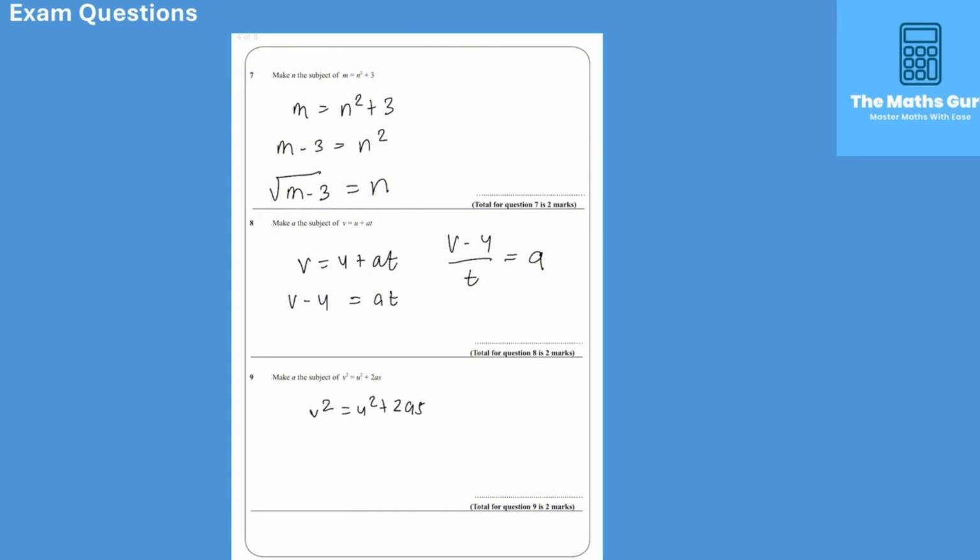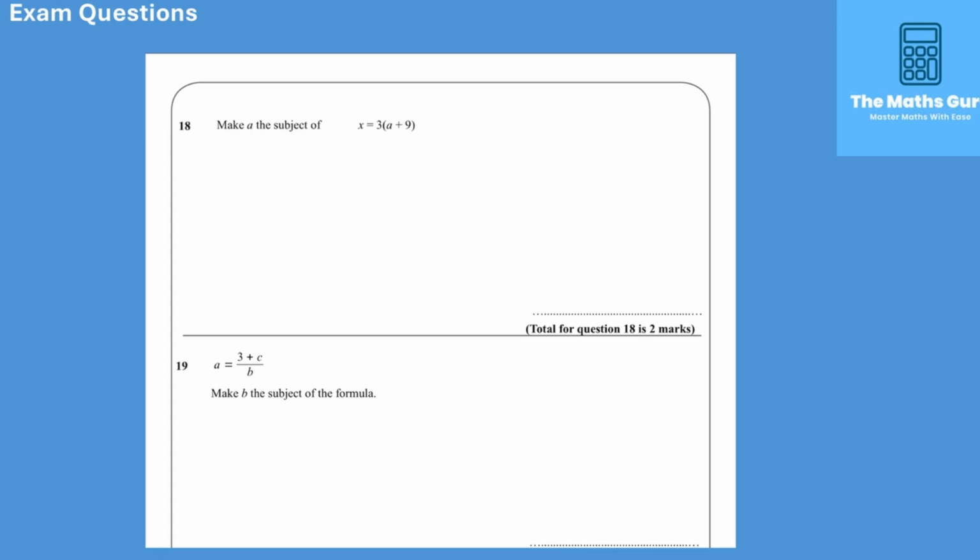Then make a the subject of the formula, v squared equals u squared plus 2as. We see that a is being times by 2s and added to u squared. Dealing with the addition first, we do v squared minus u squared equal to 2as. Then, to get a alone, we need to divide through by our 2s. So we get v squared minus u squared over 2s is equal to our a. There you can see a is alone on one side of its equation, therefore it is the subject.